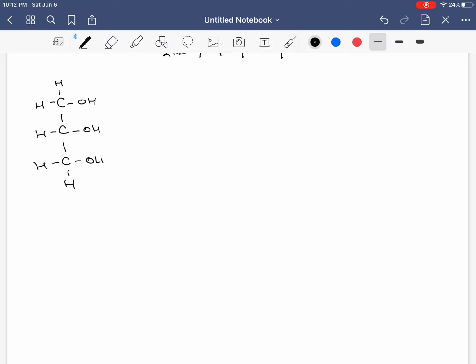Remember him? That's right. Glycerol. Or you can say 1, 2, 3-propanetriol. Let's write that down: 1, 2, 3-propanetriol, because that's what it is under IUPAC. Alright, so it's an alcohol. No problem.